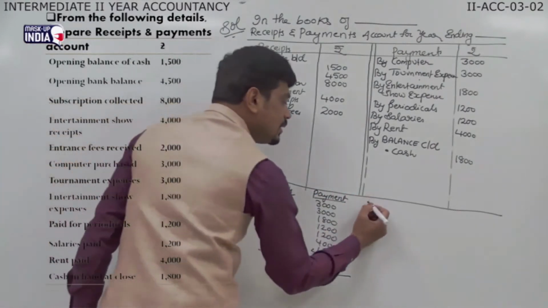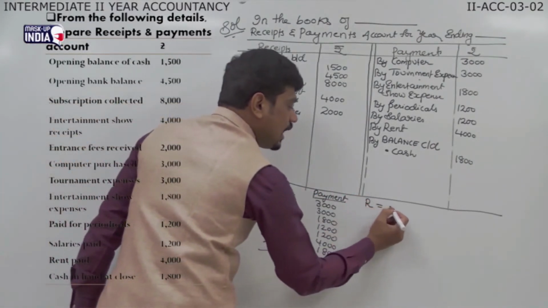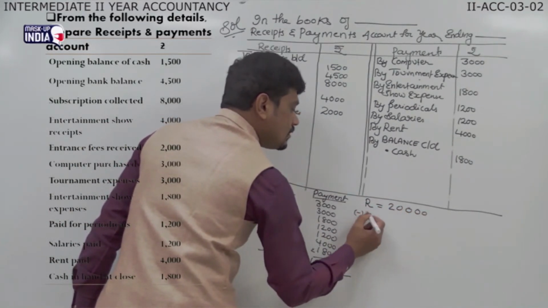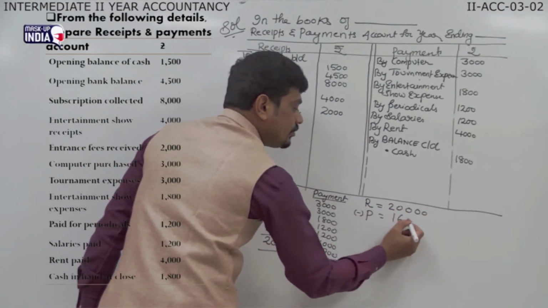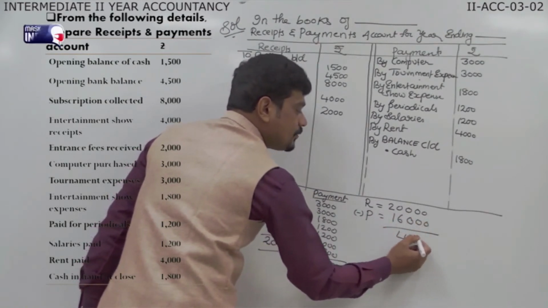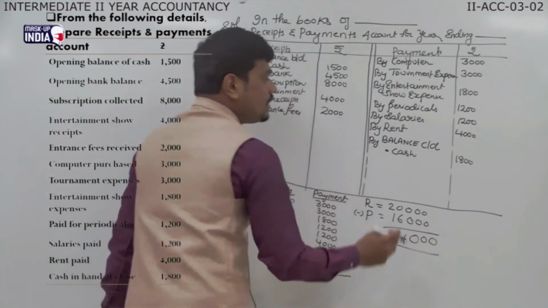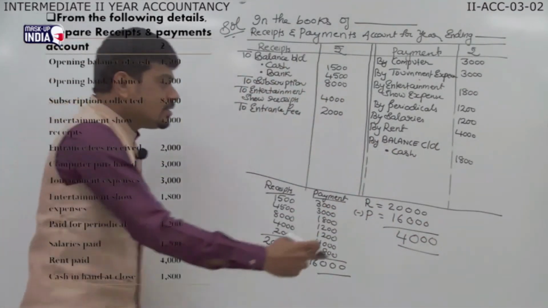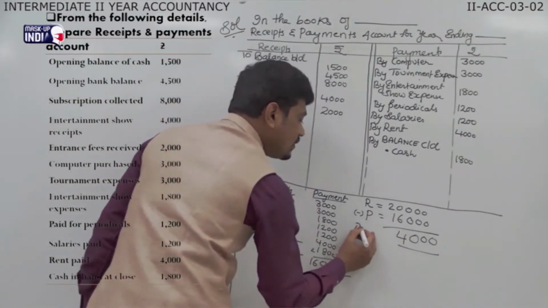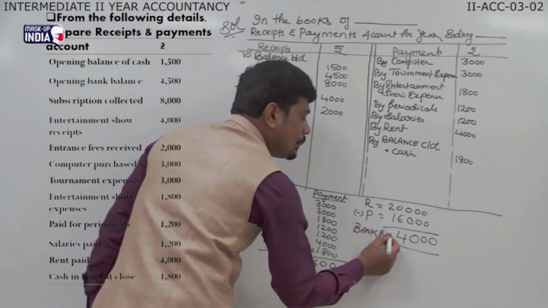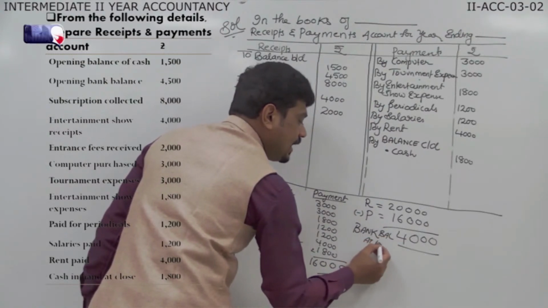So, we'll see the balance now. Receipts are 20,000 minus payments 16,000. If we do the difference, we get 4,000. Since here we are given the balance of cash at end, this will be assumed as the bank balance. This is the bank balance at end.